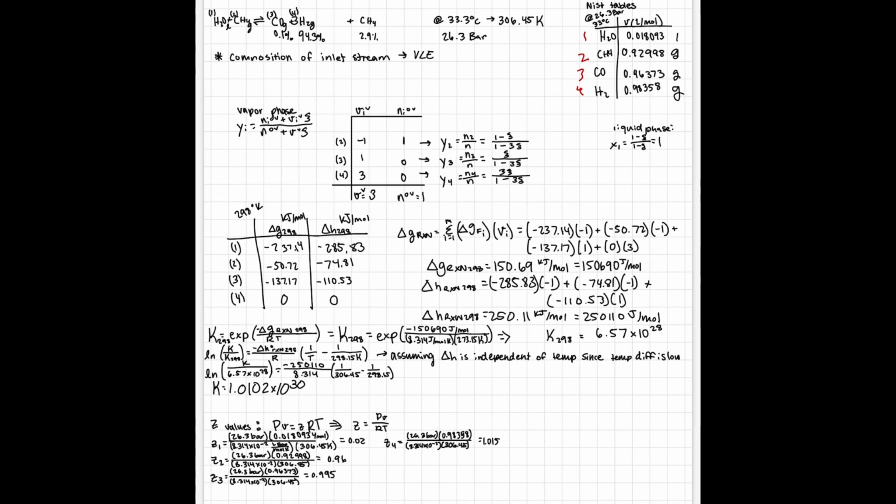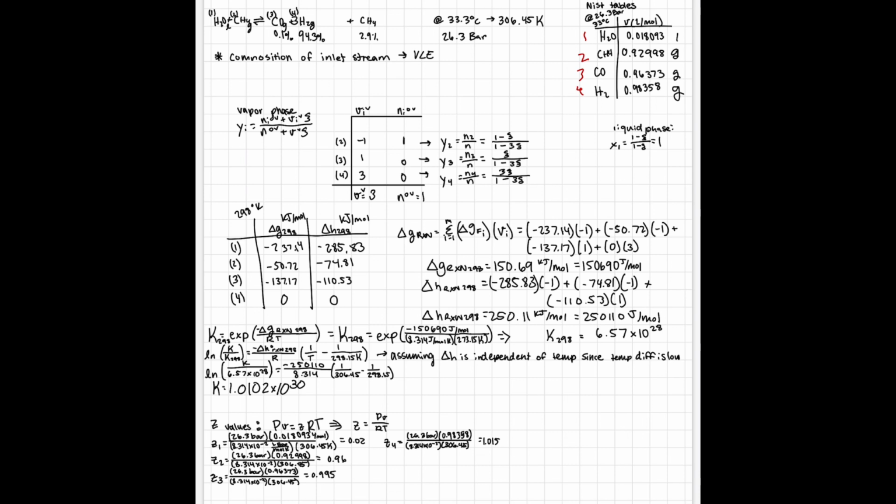So yeah, we went ahead and used the conditions given in the problem or in the article, which is 306.45 Kelvin and 26.3 bar. I went ahead and found the molar volumes for everything in the NIST tables and set up our vapor fraction chart, our vapor phase chart. H2O is in liquid phase, so that has its own little section. And we put all of those in terms of the extent of reaction.